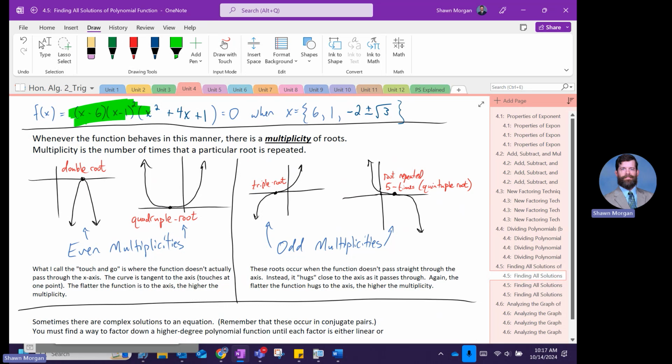An odd multiplicity doesn't just pass straight through, but it does a little shimmy around the x-axis. And the double root does a touch and go, a little kiss and go.